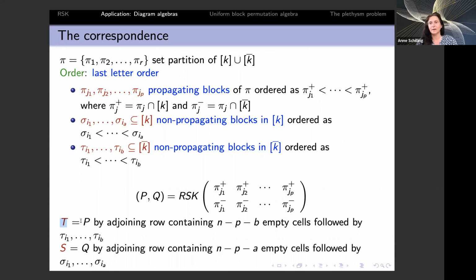And then we are going to define T to be the insertion tableau P by adjoining a bottom row to our tableau. Remember, in the partition algebra there's also this parameter n. If n is very large, then we are just going to adjoin a very long row. And then we are going to put these non-propagating elements in the bottom row and leave the other blocks empty. Similarly, S will be the recording tableau, and then we are going to adjoin the unbarred letters.